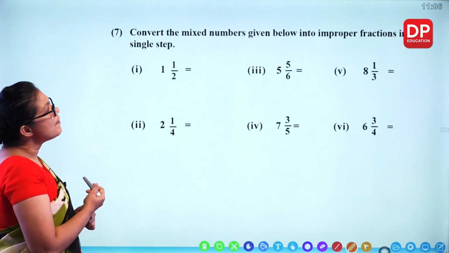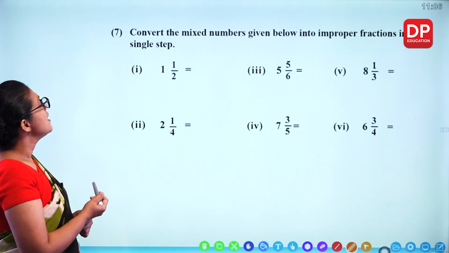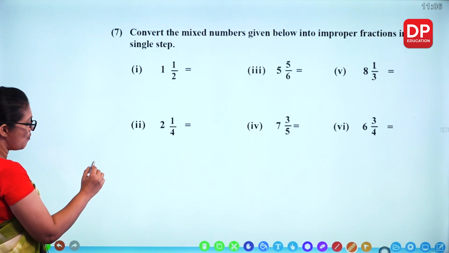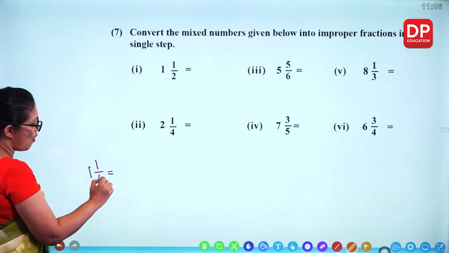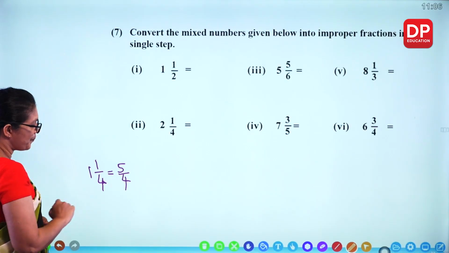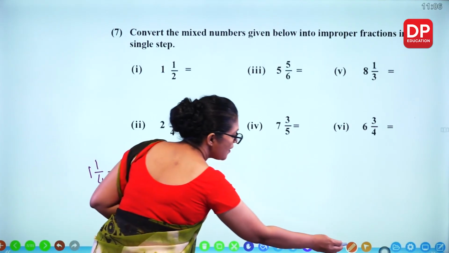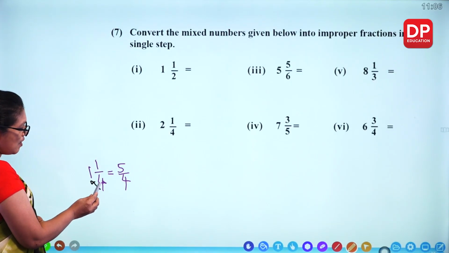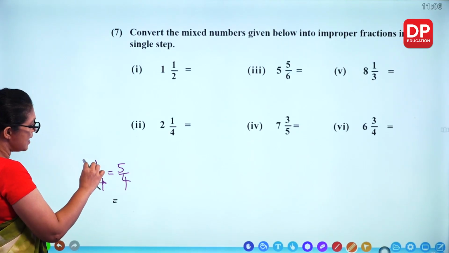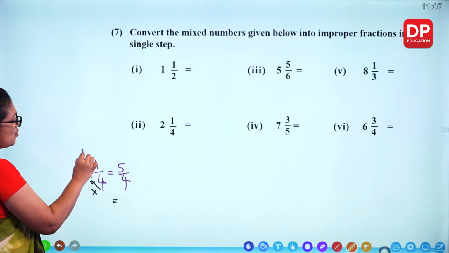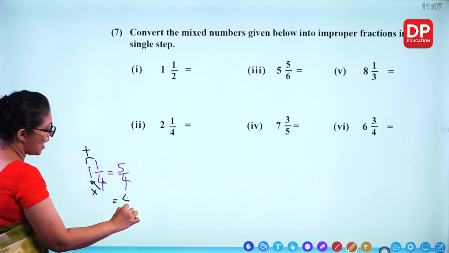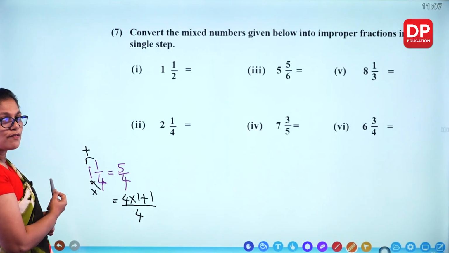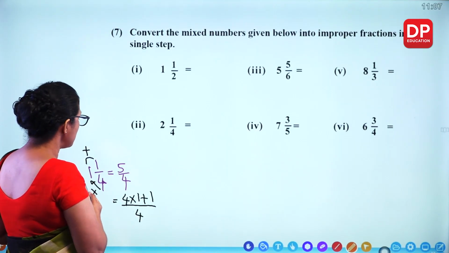Convert the mixed numbers given below into improper fractions in a single step. Now we'll take the previous example, 1 and 1/4. We found that's equal to 5/4. Now what do we do? How do you convert? You multiply these two numbers, 4 times 1, and add. This is multiplication and these two addition. So 4 times 1 plus 1, you get 5/4.